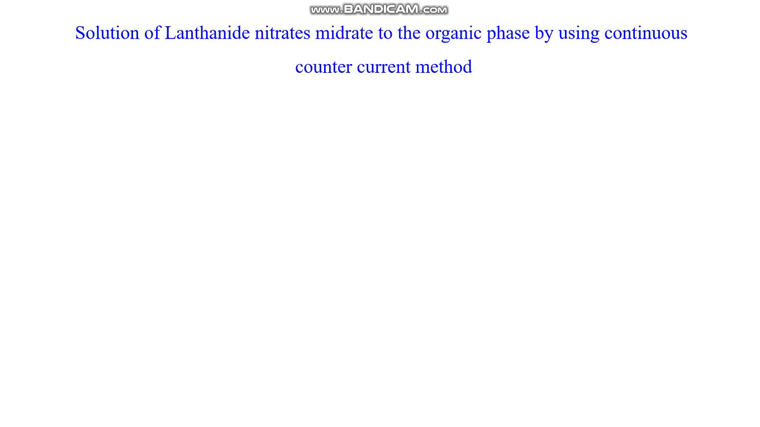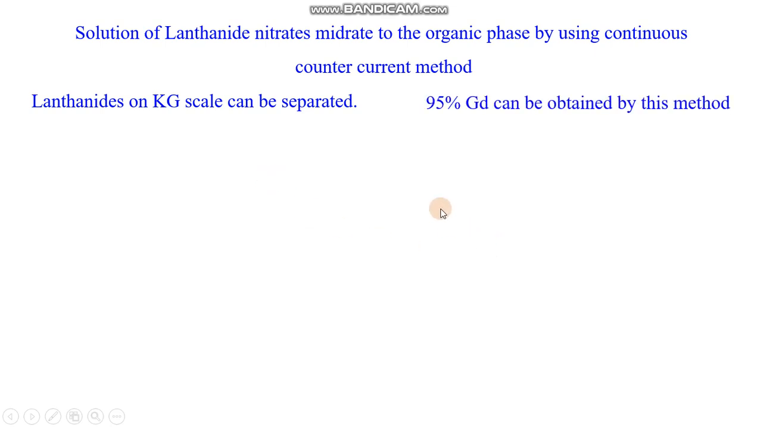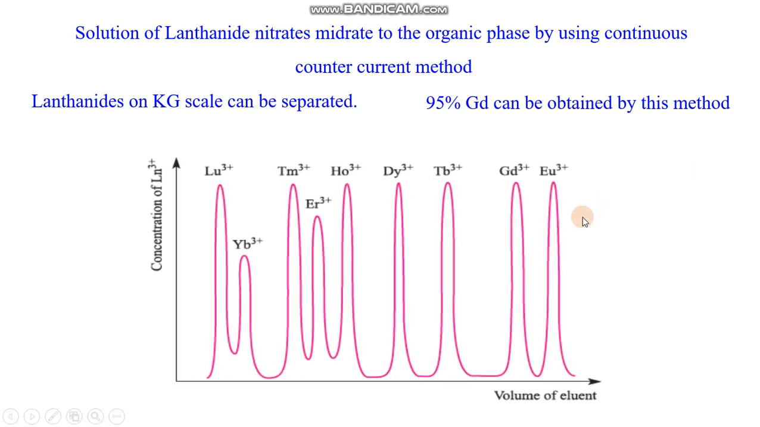They migrate to the organic phase by using the continuous counter current method, and kilogram quantities of lanthanides can be separated by the ion exchange resin method, and gadolinium up to 95% has been obtained through this process. This figure has been adopted from the book which I have already given to you.